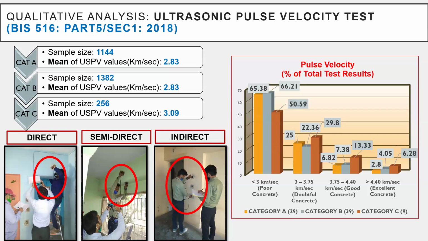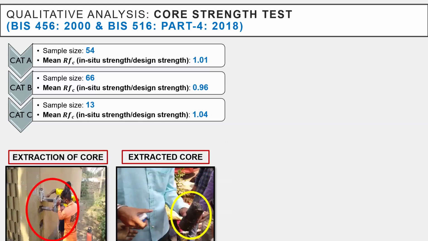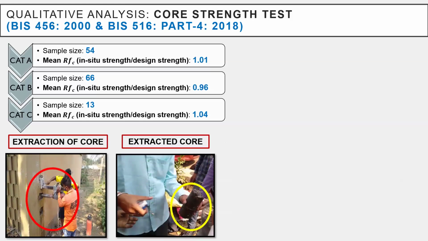Now, third test was core strength test. We have extracted the cores, and for category A buildings, number of samples were 54, and for category B, number of samples were 66, and for category C, number of samples were 13. We have presented results in the form of a non-dimensionalized number, that is RFC, and RFC is nothing but the ratio of in situ strength of concrete divided by the design strength of concrete.